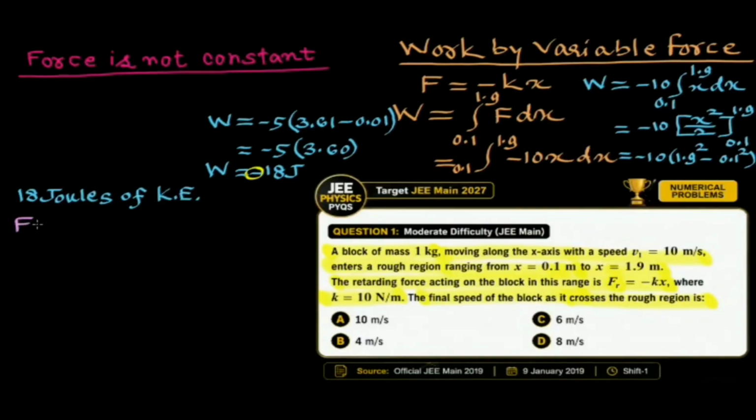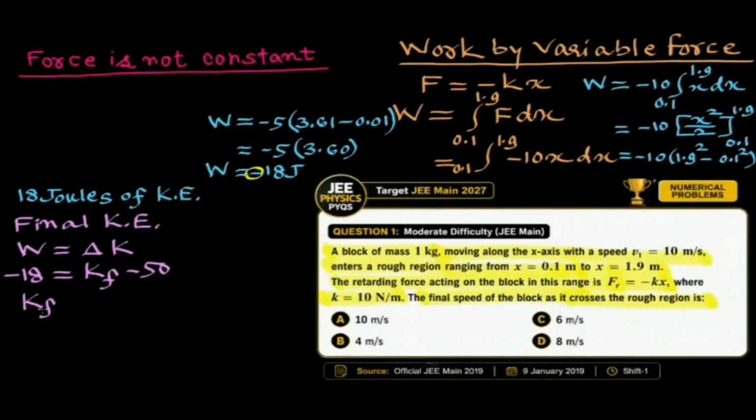Now, final kinetic energy using W equals delta K: minus 18 equals final kinetic energy Kf minus 50. Therefore, final kinetic energy Kf will be 50 minus 18, 32 joule.